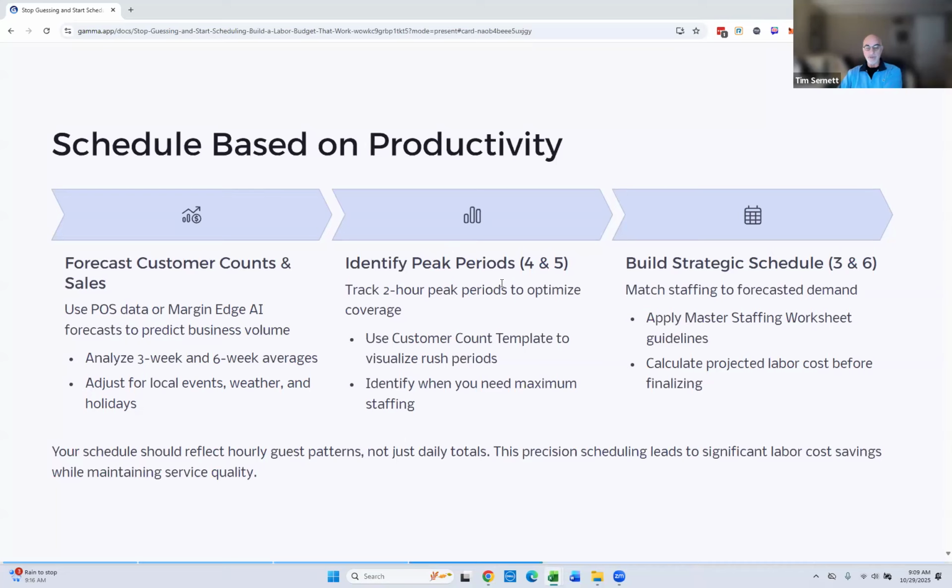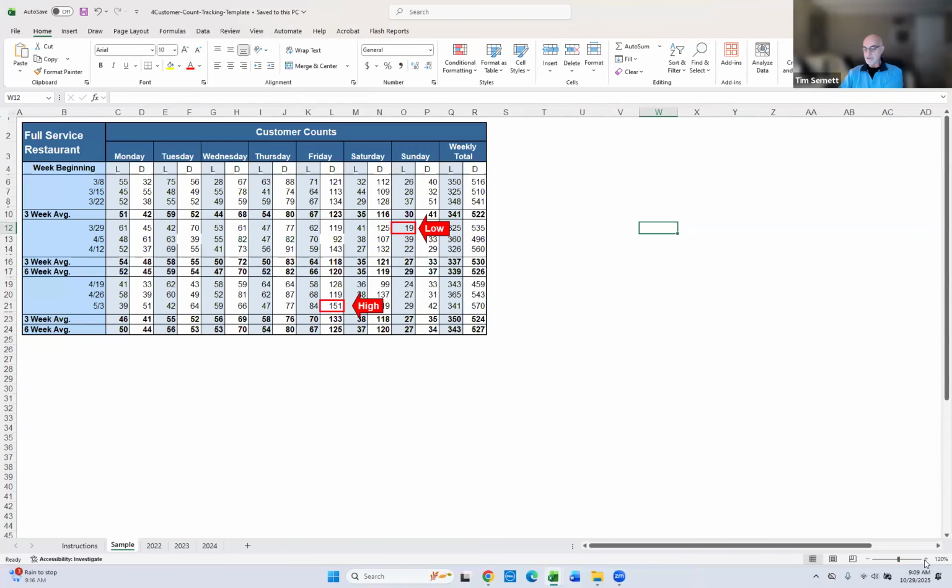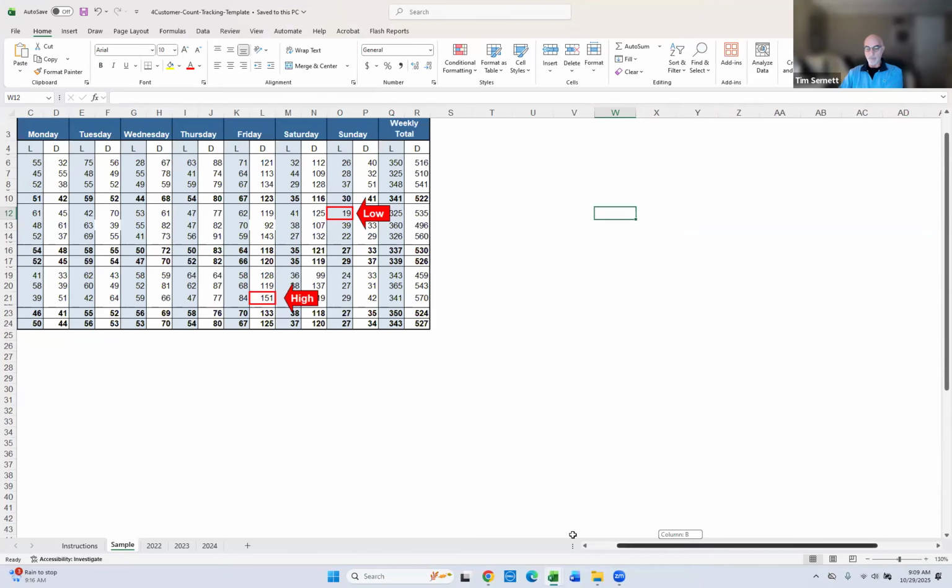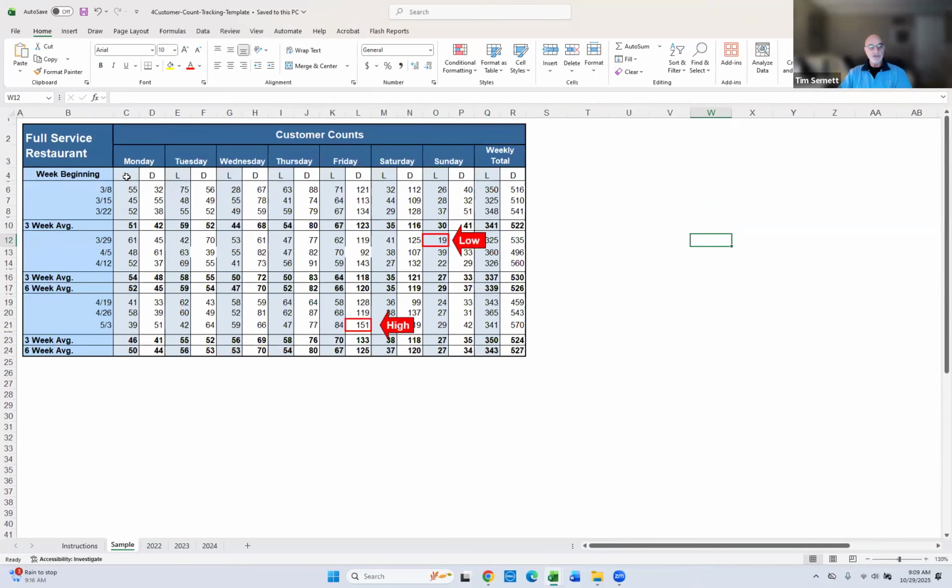Then you start to identify peak periods. And you're identifying peak periods by filling in and building these schedules. These are schedule numbers, so I can keep all this straight today. The first is customer counts. Again, this is just data you're pulling from your point of sale system for each shift, for lunch, dinner, Monday, Tuesday, Wednesday, Thursday. And by week, what is the average customer count for each of these time frames, lunch and dinner, each of these shifts?